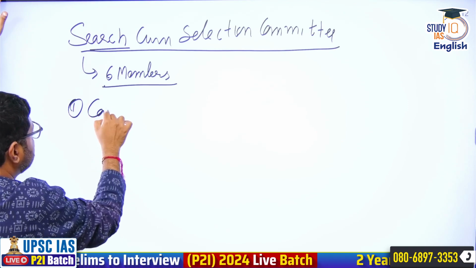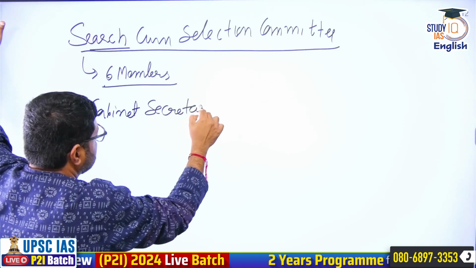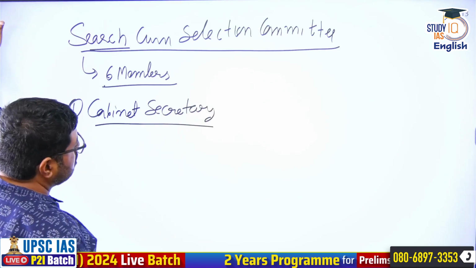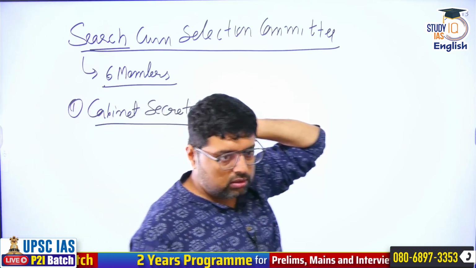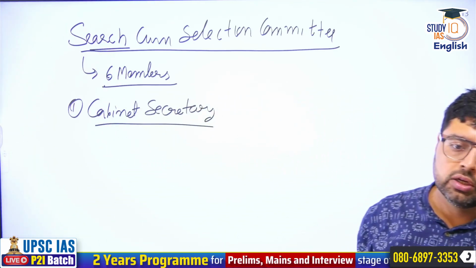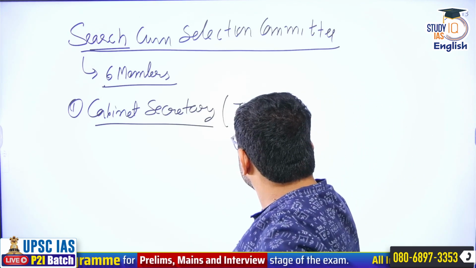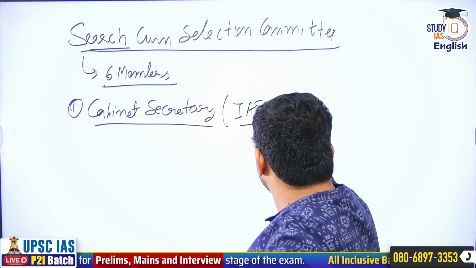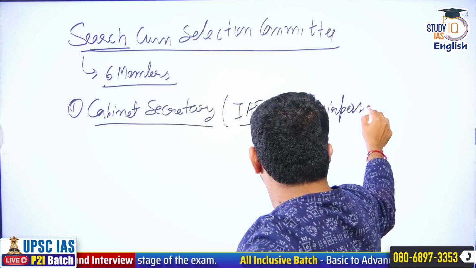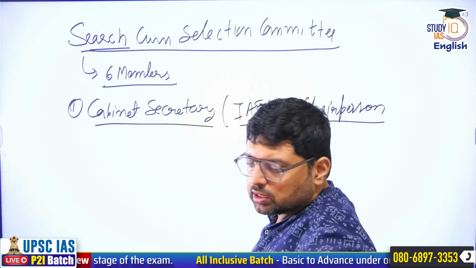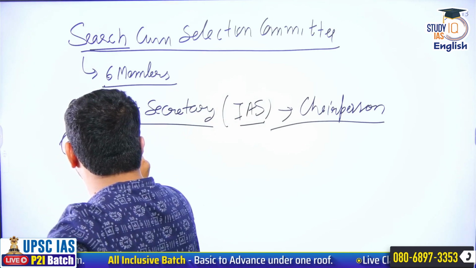Number 1 is cabinet secretary. So you can say it is the dream post of every IAS officer. If you get selected at a young age, you will reach this post, cabinet secretary. This cabinet secretary is the chairperson of the search cum selection committee. Number 2, RBI governor.